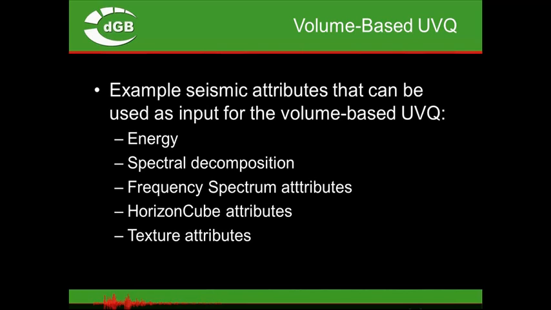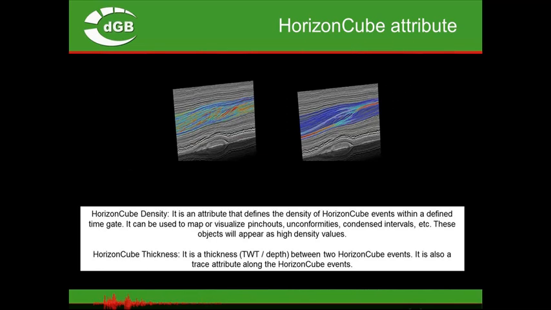Examples of seismic attributes that can be used are energy, spectral decomposition, frequency, horizon cube attributes, and also a newly implemented attribute called texture in OpendTect, which I will also talk a little bit about. So horizon cube attributes, like you can see here, we have density attribute and we have thickness attribute. Both show areas of pinch out, unconformities and condensed intervals.